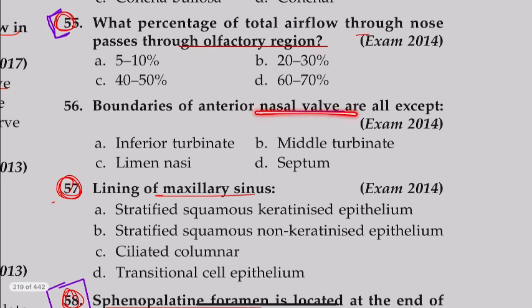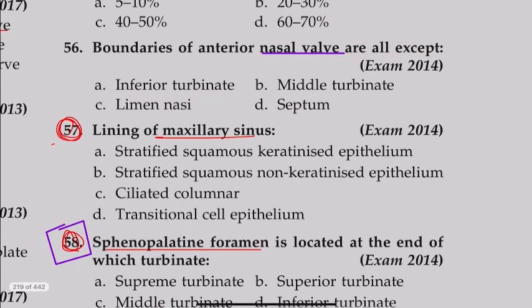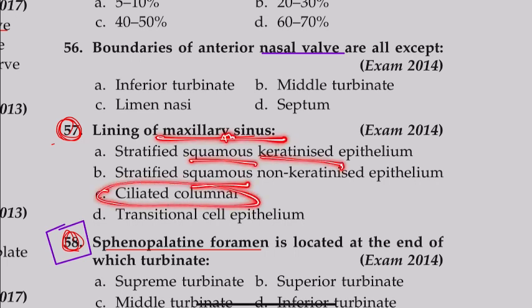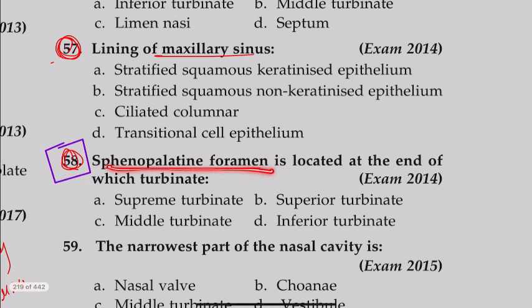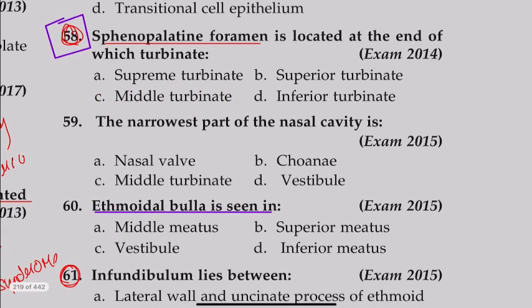Boundaries of the anterior nasal nerve are all except: inferior turbinate, middle turbinate? So the middle turbinate is the right answer. What is the lining of the maxillary sinus, keratinizing or non-keratinizing? These are not squamous epithelium, these are ciliated columnar. Sphenopalatine foramen is located at the end of which turbinate? The middle turbinate, right? The narrowest part of the nasal cavity is the nasal valve.